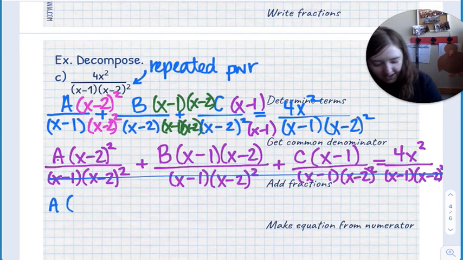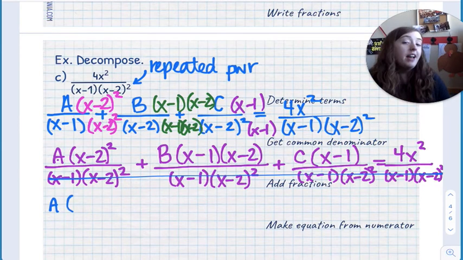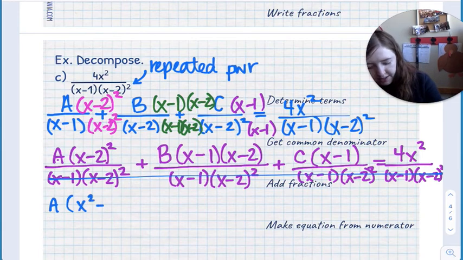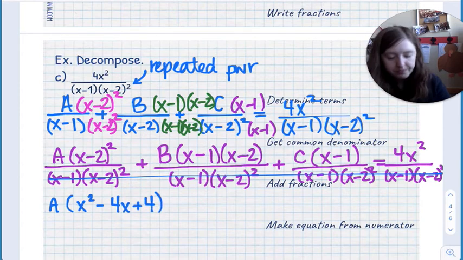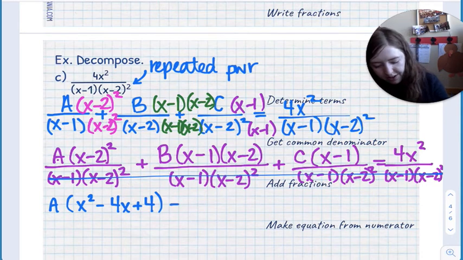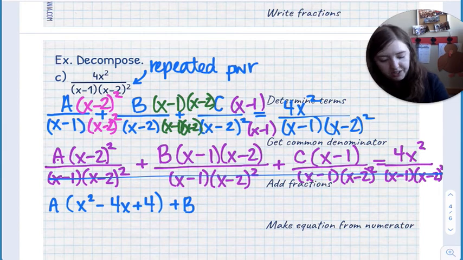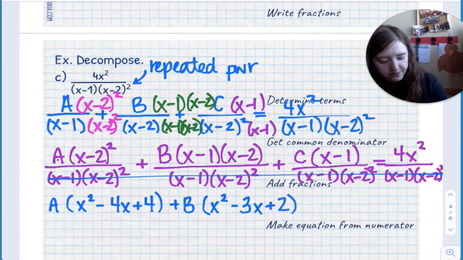And then A. Remember to actually multiply out x minus 2 times x minus 2, so that way you'll get x squared minus 4x plus 4. Then you're going to have to take B times, then we'll distribute out x minus 1 times x minus 2. It's going to be x squared minus 3x plus 2. And then C doesn't have any simplifying that needs to happen.